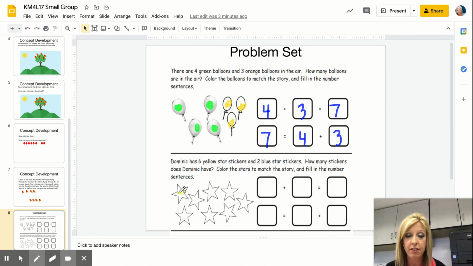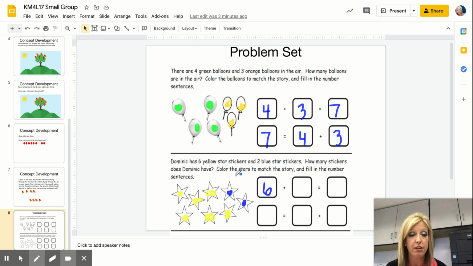So we have 1, 2, 3, 4, 5, 6 yellow star stickers. What other bit of information does it give us? That's right, that he has 2 blue star stickers. So here, let's fill in the number sentence. What do we start with? 1, 2, 3, 4, 5, 6 yellow star stickers.